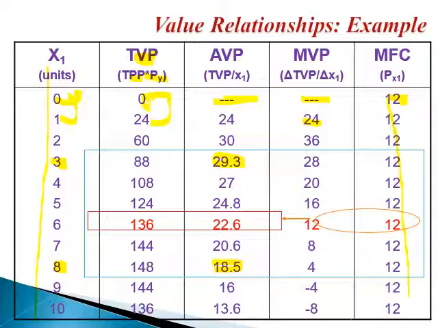How do we get this 36? We get this 36: 60 minus 24 divided by 2 minus 1. How do we get this 28? 88 minus 60 divided by 3 minus 2, all the way till you get these numbers. And as you can see here, AVP is never 0 or negative, just like the APP.